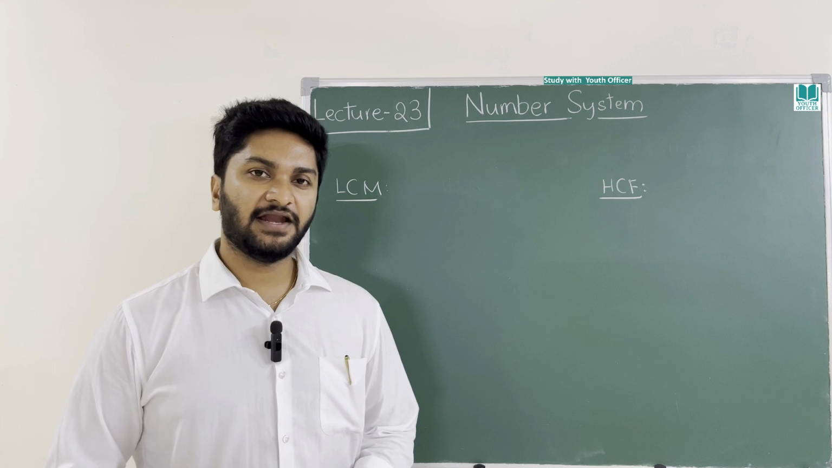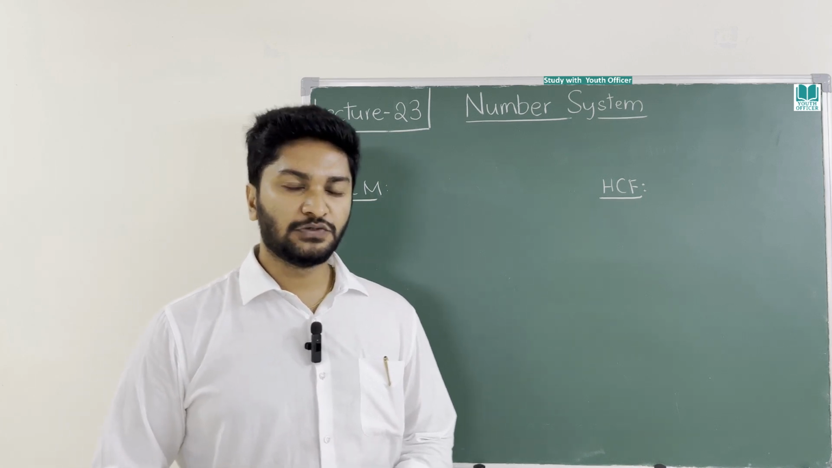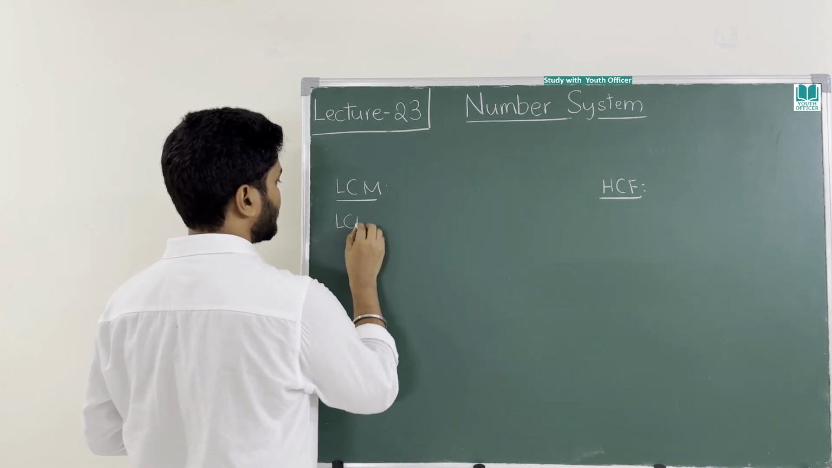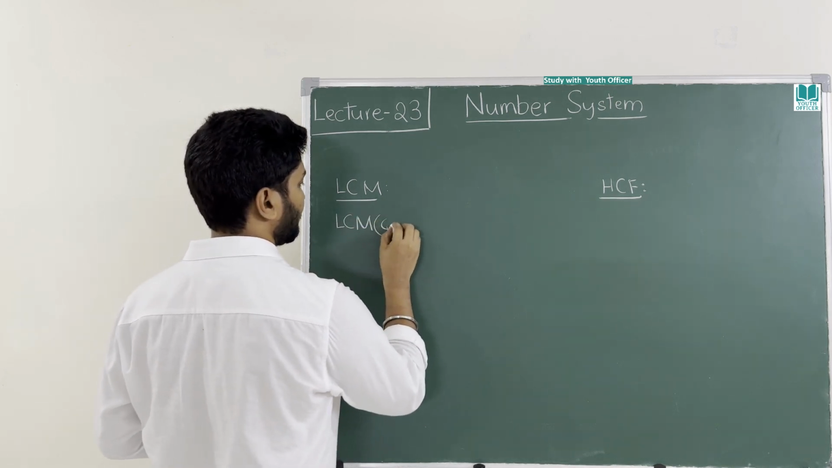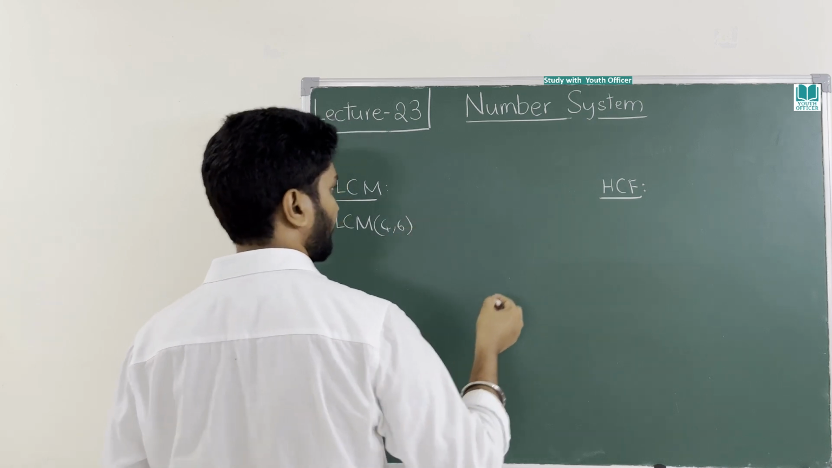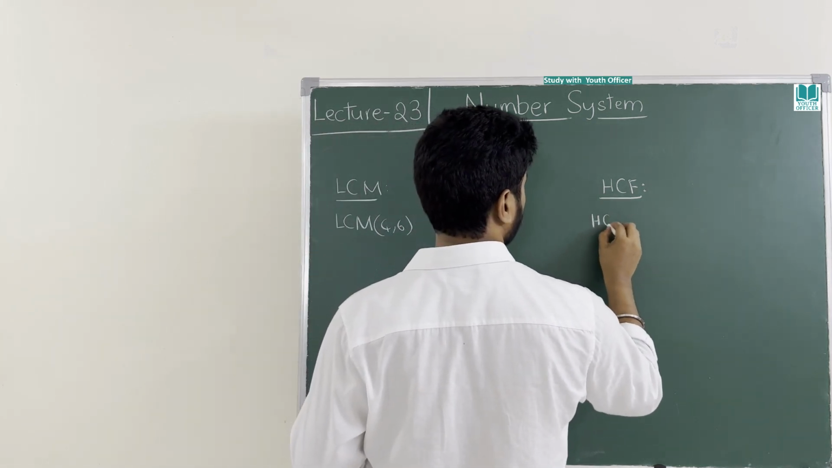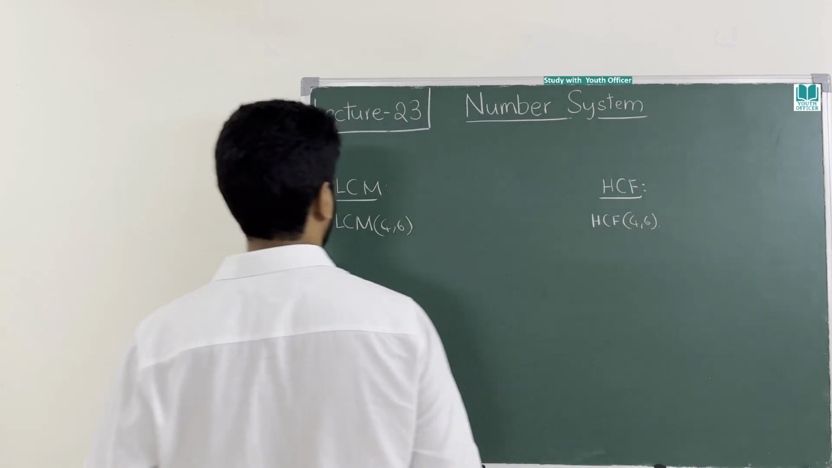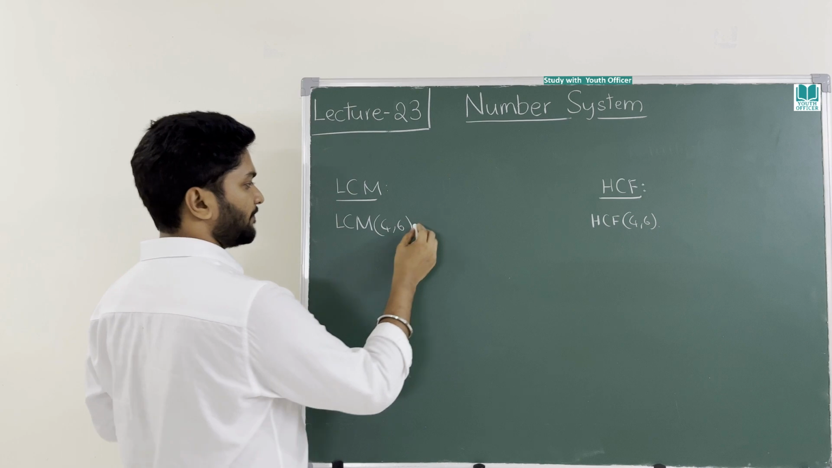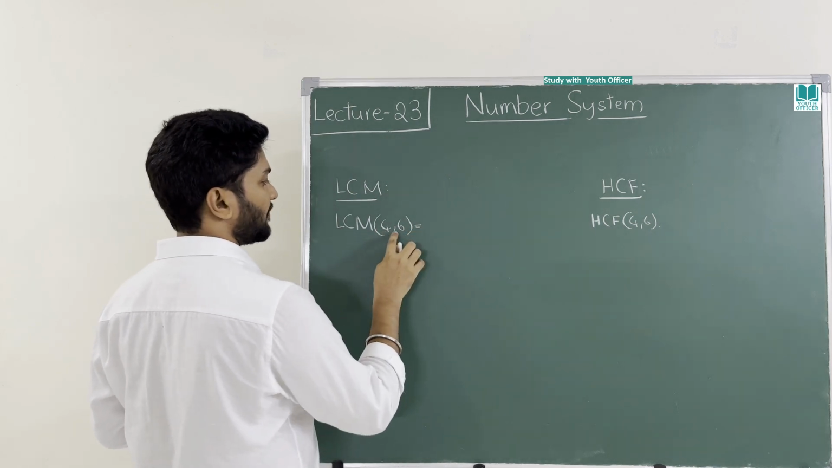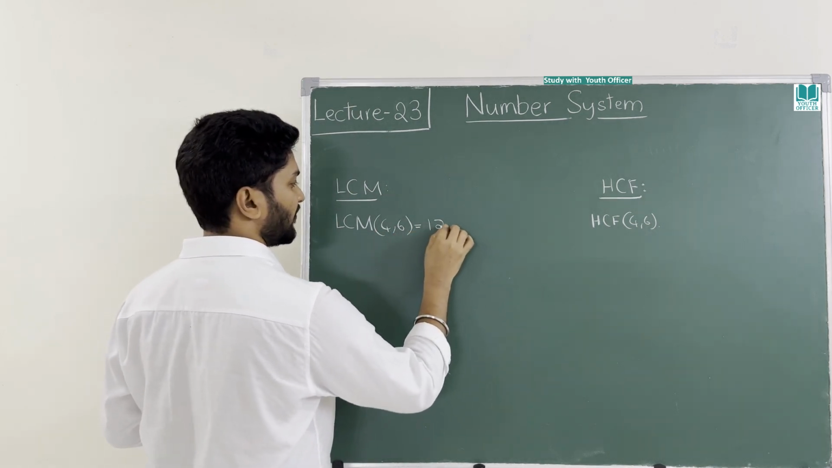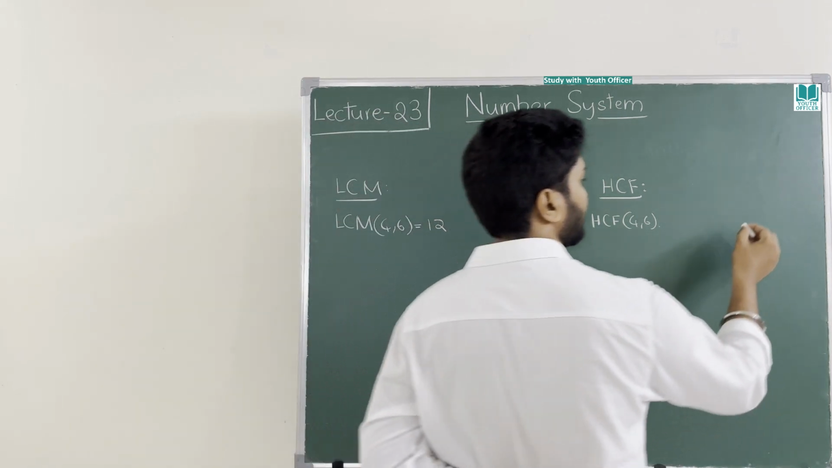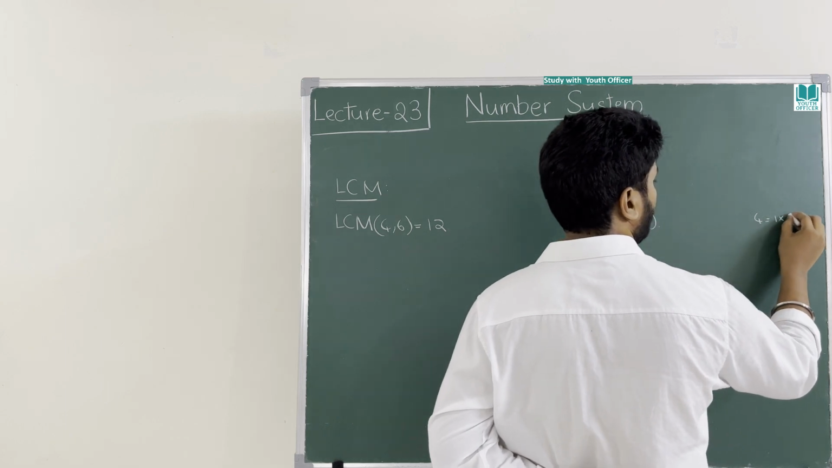If you want to find LCM for two numbers, we will take similar examples. This is how you use the notation: LCM of 4, 6, and HCF of 4, 6. Now, in the previous example, we found the LCM of 4, 6 is 12, right? HCF we did not find. We will take an example here.